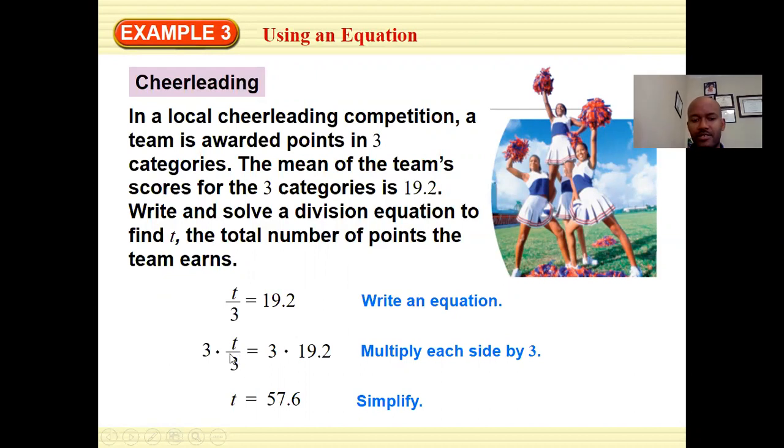It means that we multiply 3 on both sides, because up here we were dividing, so we need to multiply 3 on both sides. And we see that our answer, the total points that they got, would have been 57.6.